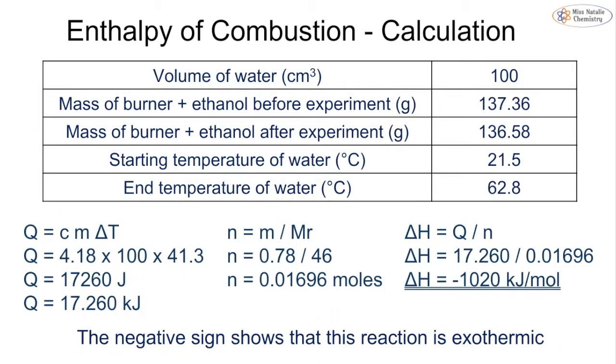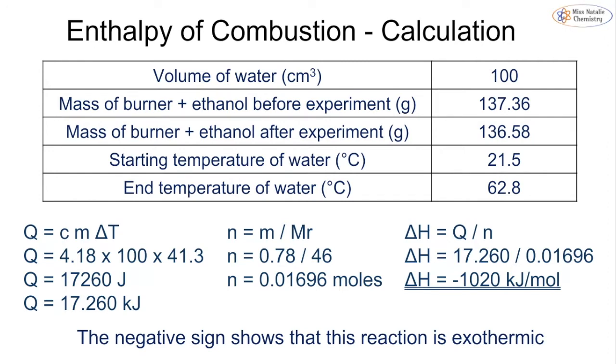So we would get a table of results that looks a little bit like this. We have the volume of water that we use, typically 100 or 200 centimetres cubed. We have the mass of the burner and the ethanol before the experiment, and the mass of the burner and ethanol after the experiment, the starting temperature and the end temperature. So let's look at how we then put that into our Q = cmΔT value first.